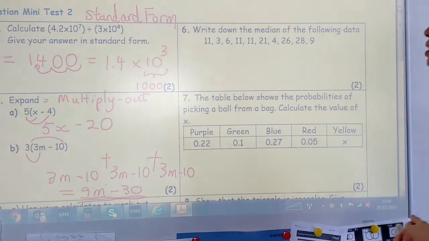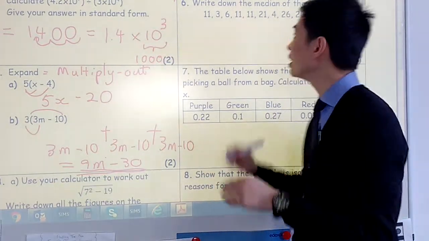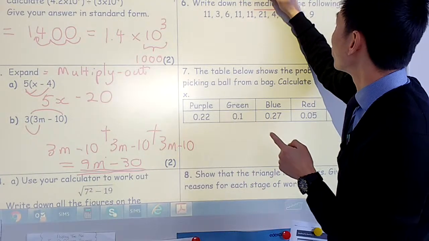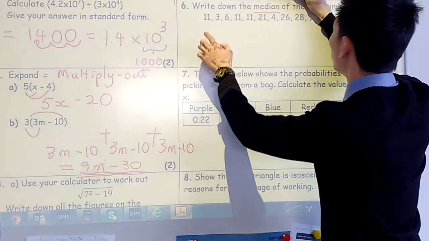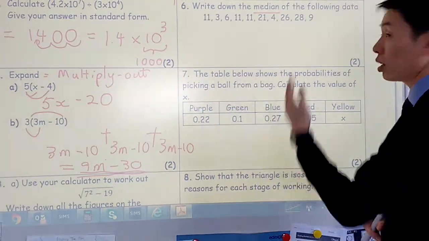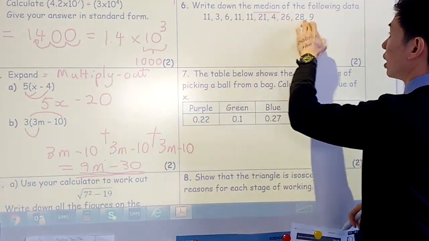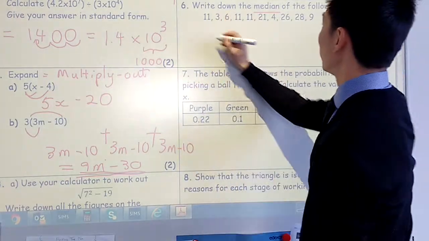Number 6. Write down the median. Now, test 1, it asks for the mean. Median is to find the middle value. But we must first put the data in order from smallest to highest. So let's double check how many numbers there are. 1, 2, 3, 4, 5, 6, 7, 8, 9, 10. Lovely. So let's start with 3.